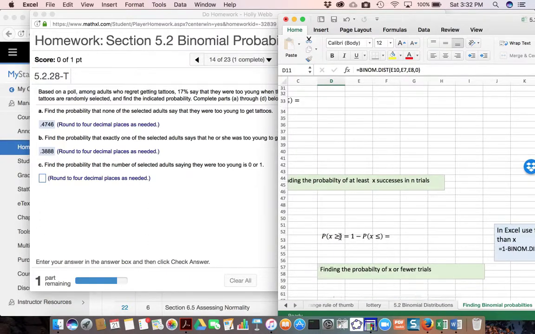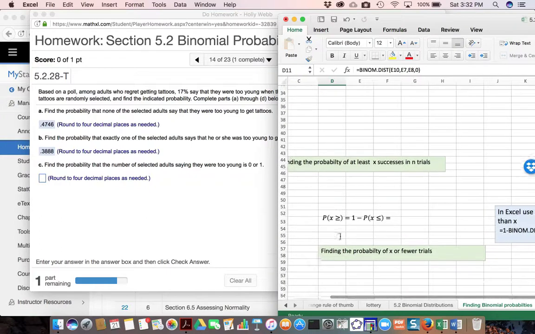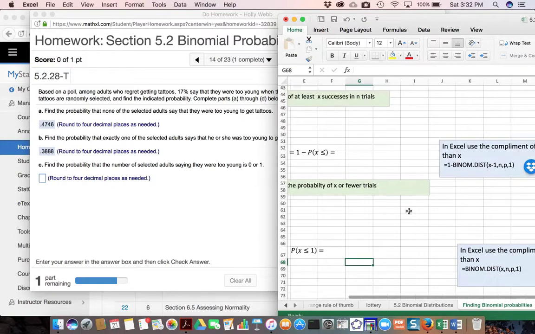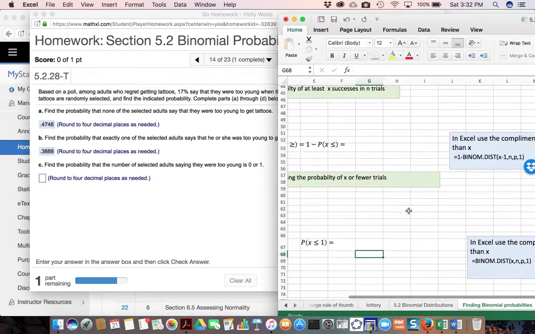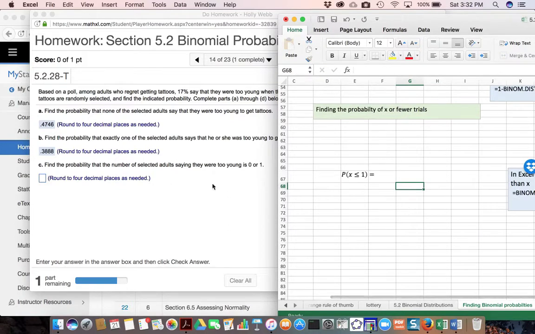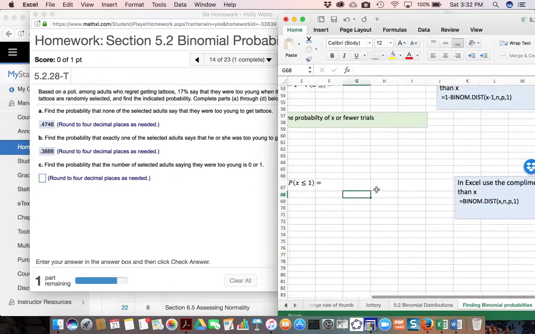The probability of x or fewer, and we actually do want the probability of 1 or fewer. So in that case, the probability of 0 or 1 is the probability of 1 or fewer. X is less than or equal to 1.